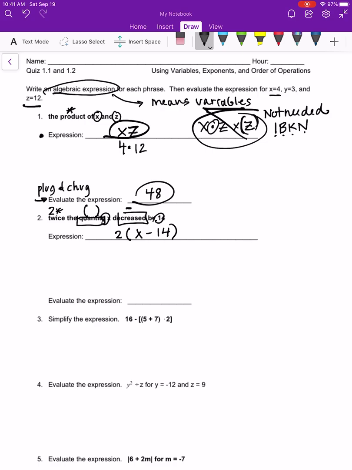Now, when you evaluate it, you have 2 times, you're going to plug in x. Again, x was 4 minus 14. So you work in parentheses first. That's negative 10. And 2 times negative 10 is negative 20.